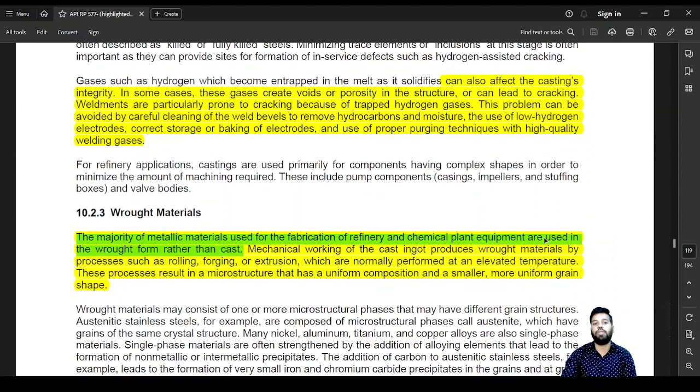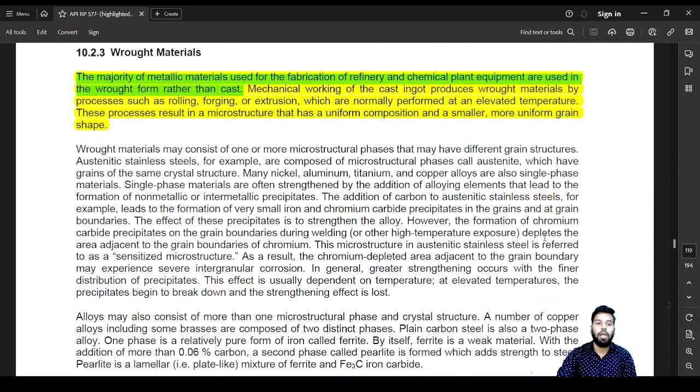Gases such as hydrogen can become entrapped when the metal is solidified and can also affect the casting's integrity. In some cases, these gases create voids or porosity in the structure or can lead to cracking. Weldments are particularly prone to cracking because of trapped hydrogen. This problem can be avoided by carefully cleaning the weldments to remove all hydrocarbons and moisture, use of low hydrogen electrodes, correct storage or baking of the electrodes, and the use of proper purging techniques with a high quality welding gas. Wrought materials.